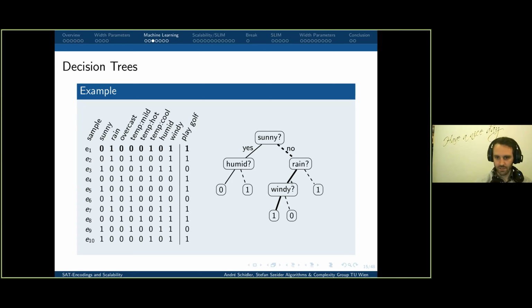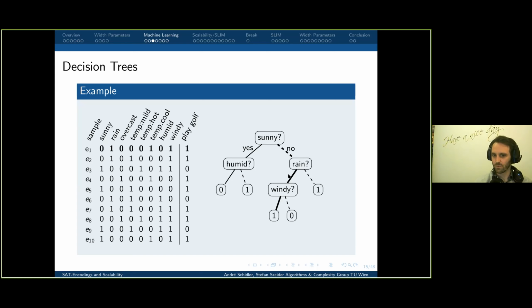Then on the right side, we have a decision tree. This is just a binary tree. On the internal nodes, you have features, and on the leaves, you have classes. If you take a sample, for example, sample 1, you go to the root, you say, is it sunny? Yes or no? No, it's not sunny. You go to rain. Does it rain? It says yes. So we go left. Is it windy? Yes. So we go left. We go right. And then we say, no, we don't play golf.